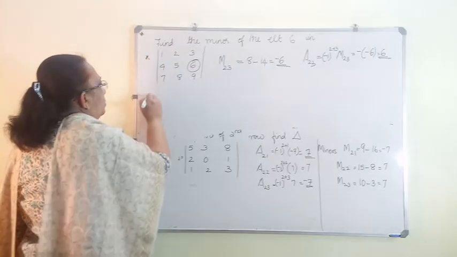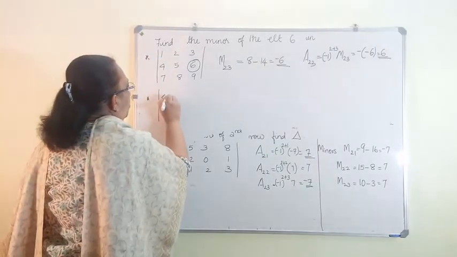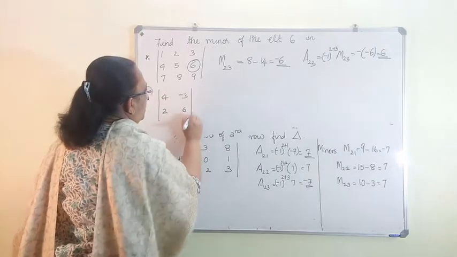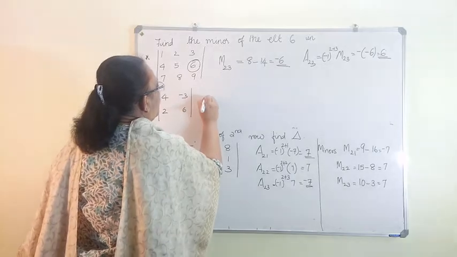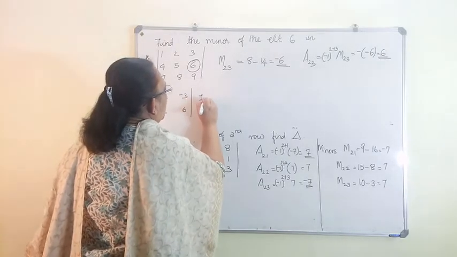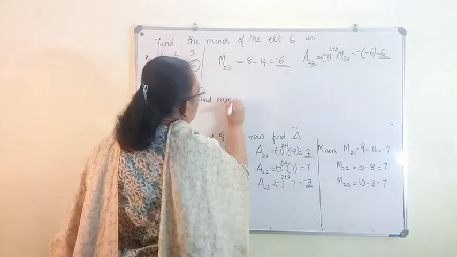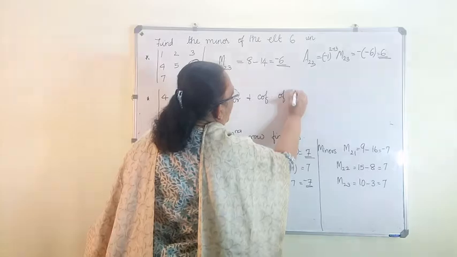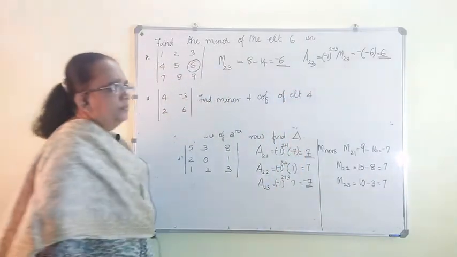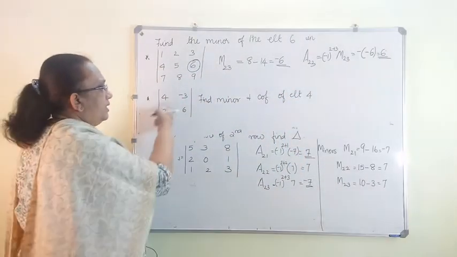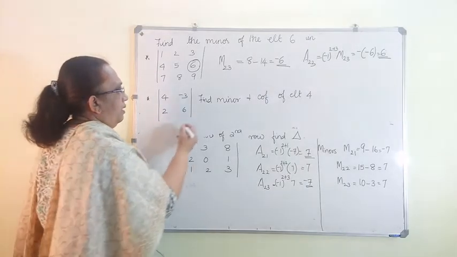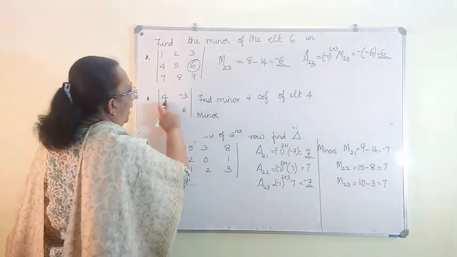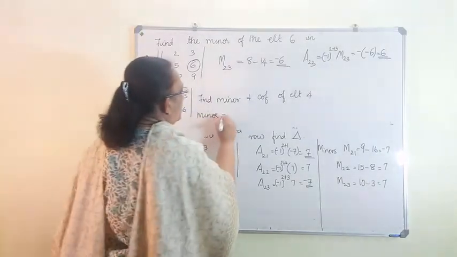Another example with a 2 by 2 determinant: 4, minus 3, 2, 6. Find the minor and cofactor of the element 4. Here it is easy because it is a 2 by 2 determinant. Minor of element 4: eliminate that row and column. It is equal to 6.